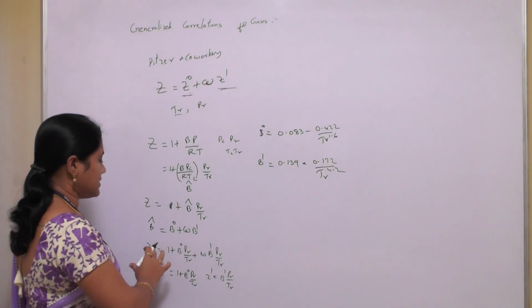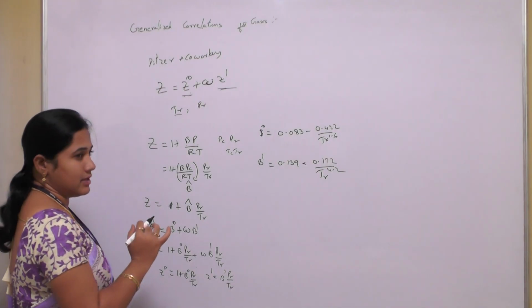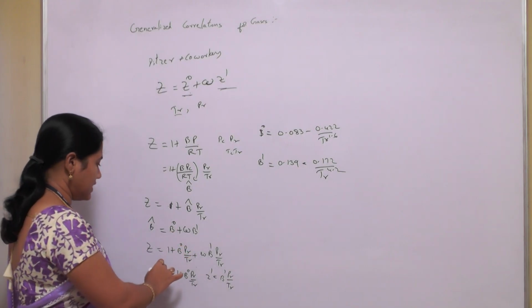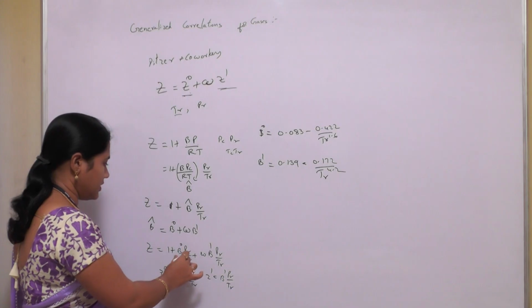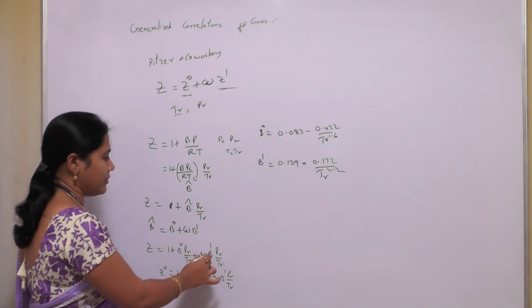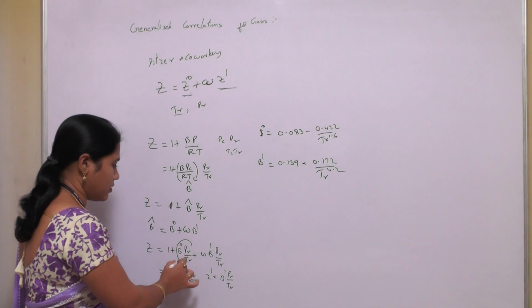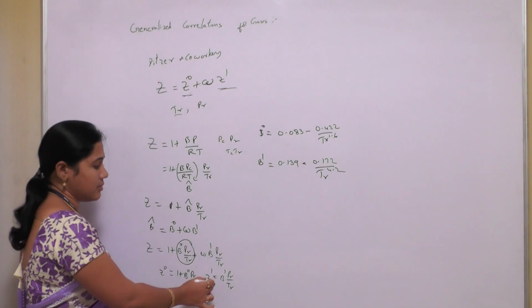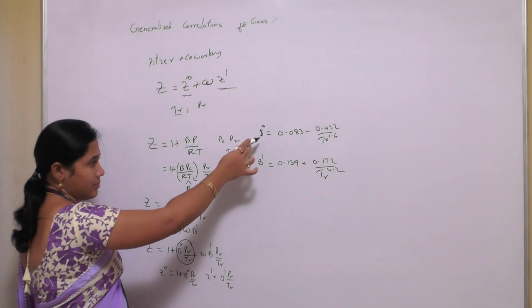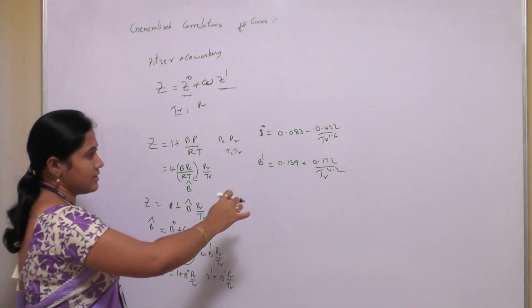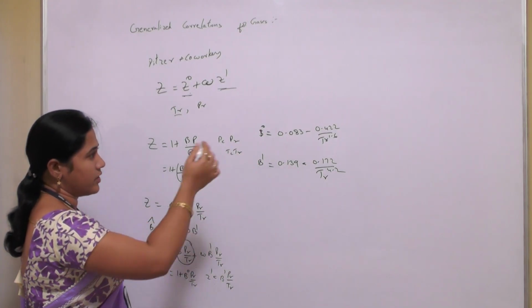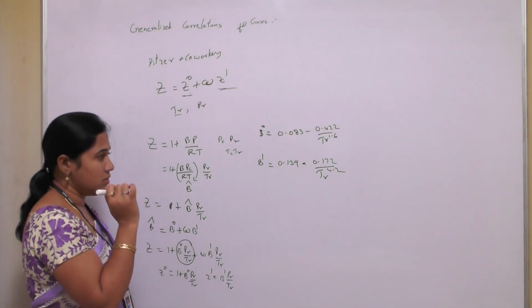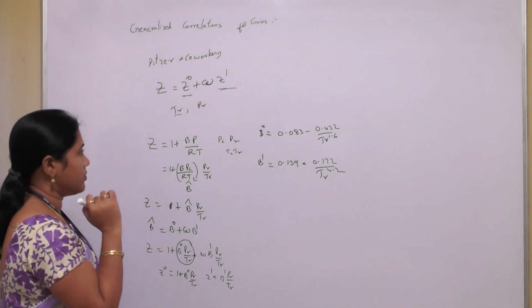So this is the second correlation developed by Pitzer and co-workers, for the second virial coefficient. So Z equals 1 plus B0 PR by TR plus omega B dash PR by TR. B0 PR by TR is nothing but Z0, and B dash PR by TR is nothing but Z prime. B0 and B dash are functions of the reduced temperature: 0.083 minus 0.422 by TR to the power 1.6, and B dash is 0.139 minus 0.172 by TR to the power 4.2.